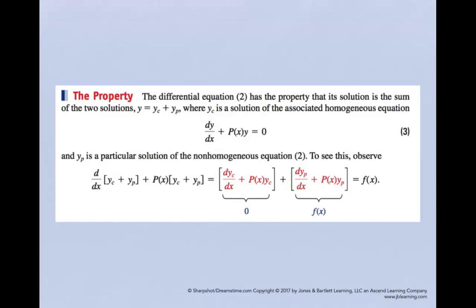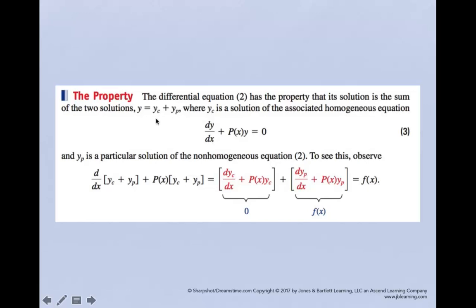All right, so first let's look a little bit more at this idea that we have two solutions, a homogeneous solution and a particular solution. Sometimes the solution of the homogeneous equation is referred to as the general solution. So we would have a general solution, y sub c, and a particular solution, y sub p, and the overall solution will be the sum of those two, y sub c plus y sub p.